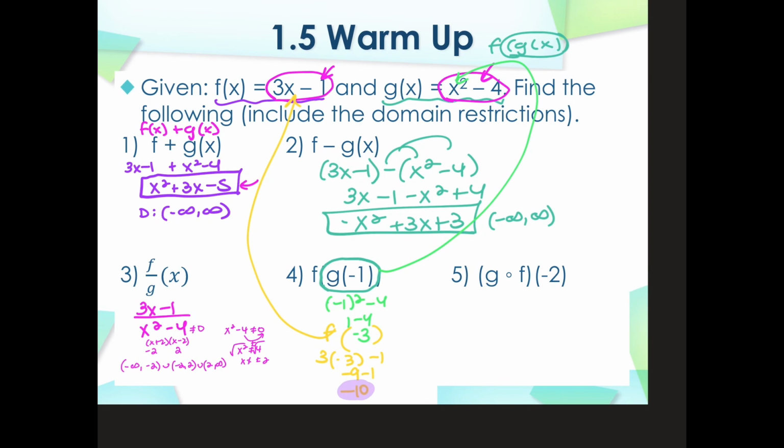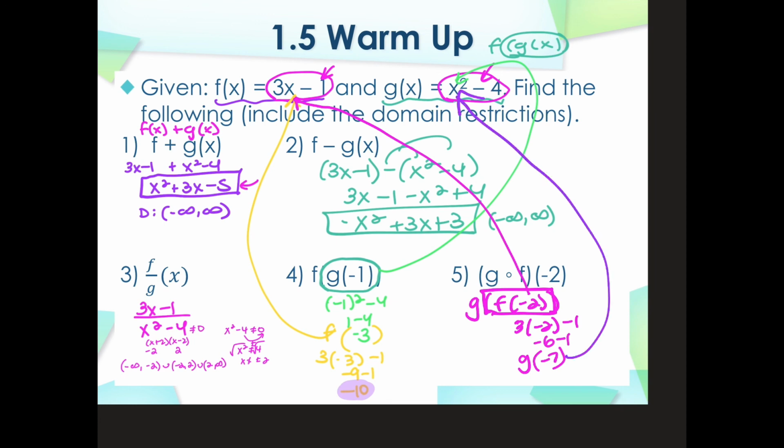And last but not least, g of f of negative 2. I'm going to do f of negative 2 first. I'm going to plug that in to the f. So 3 times negative 2 minus 1, negative 6 minus 1, which is negative 7. And then I want to do g of negative 7. So we're plugging this in here. Negative 7 squared minus 4, 49 minus 4, which is 45.